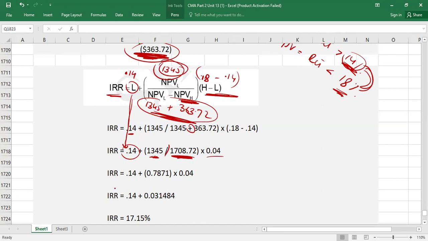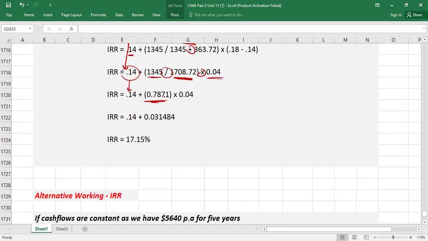Now we'll solve further. So 0.14 will bring it here. Now we'll solve this equation. So we'll take 1345 divided by 1708.72. So you will get this answer 0.7871. And then you will multiply this with 0.04. Now what? We'll do the multiplication now. This will multiply now these two values.